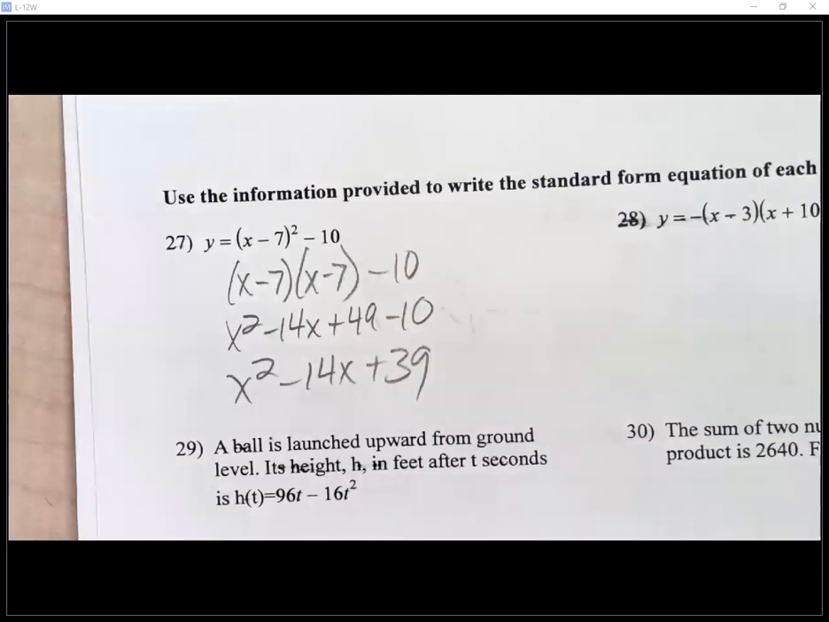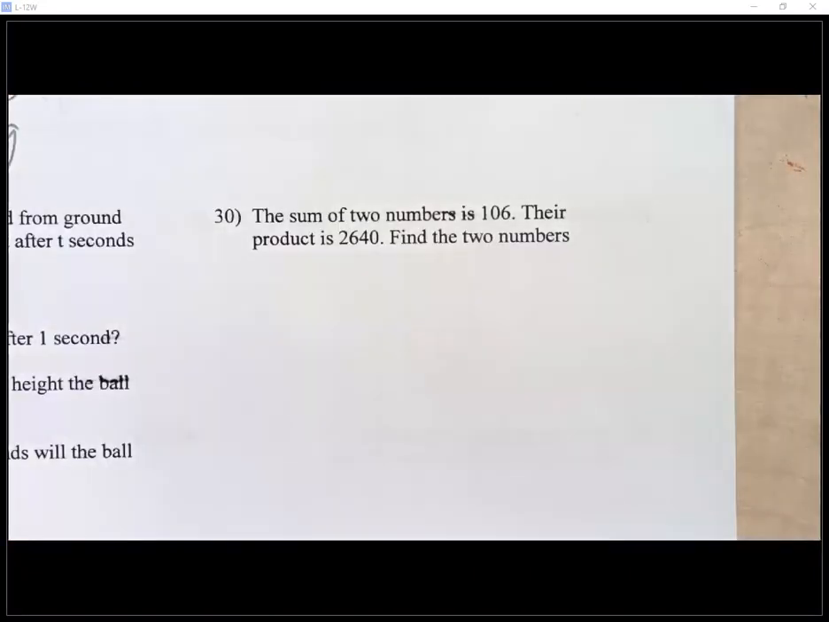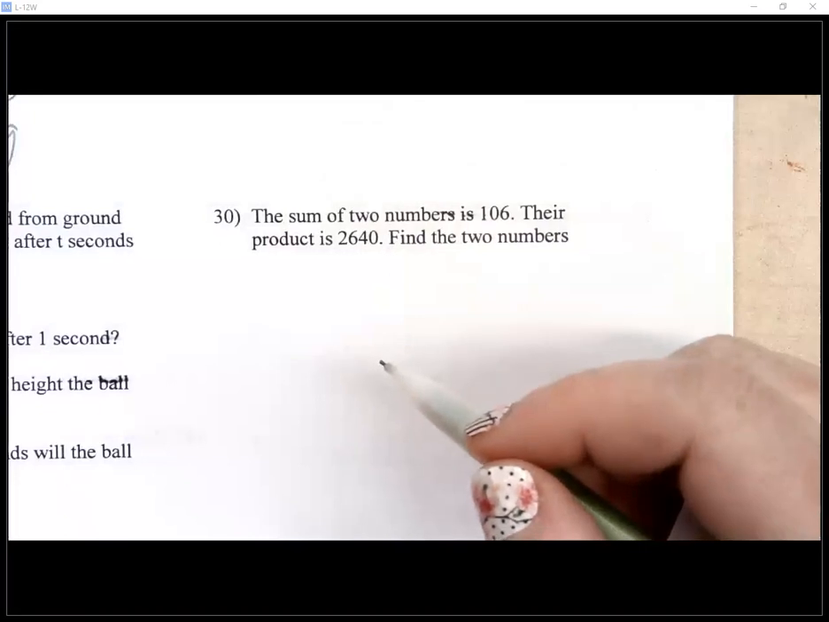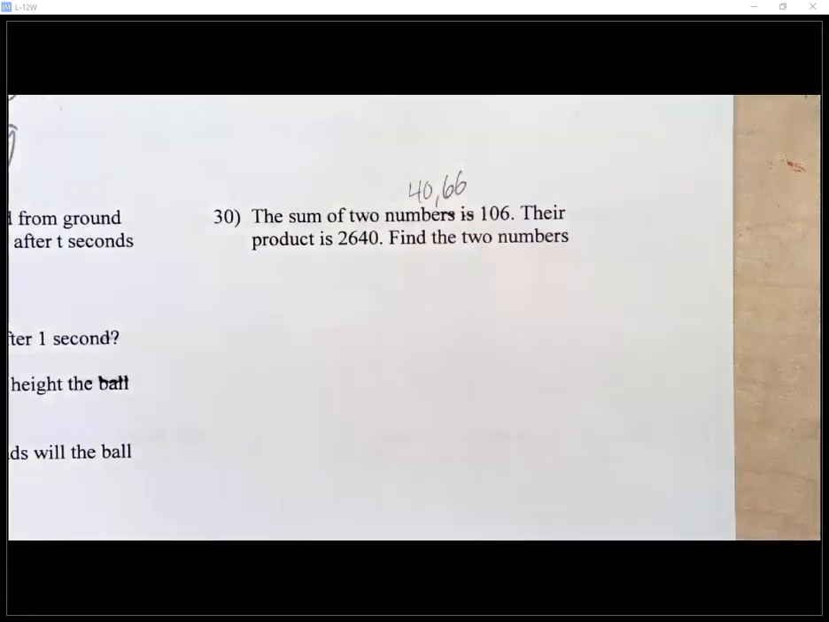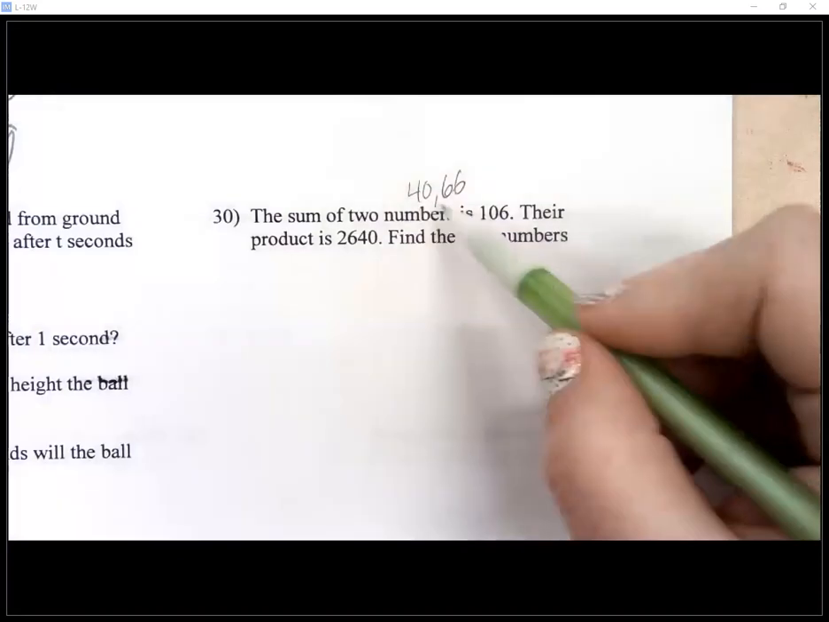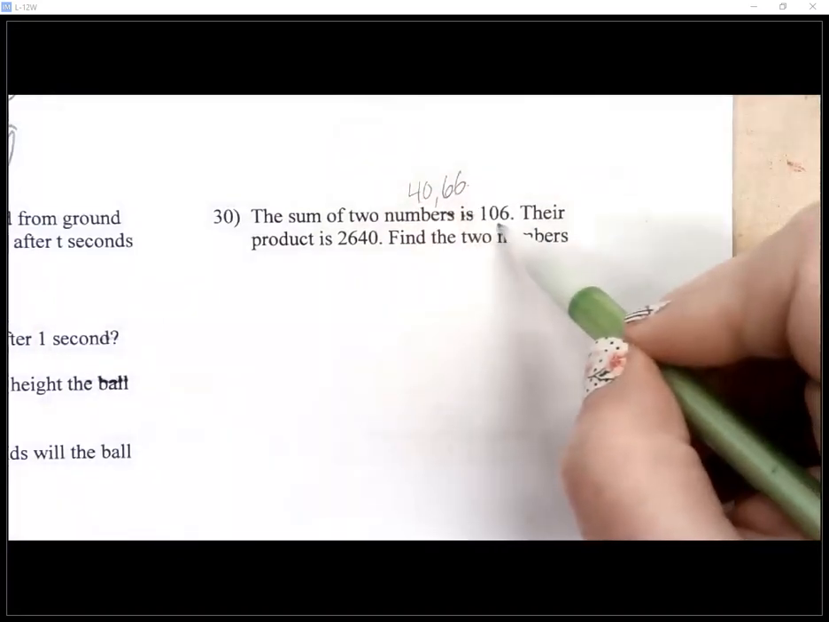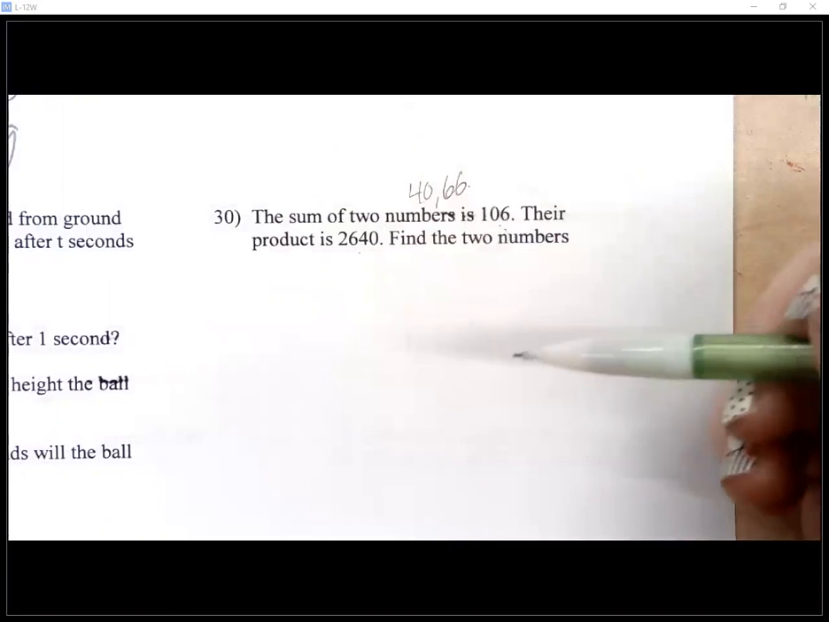And then 30. Did you do 30? I hope so. Did you get it? Does anybody have an answer? Sum of 2 numbers is 106. The product is 2,640. What is your answer? Numbers were 40 and 66. I don't know what the answers are, but those sound right to me. Yeah? I mean, they certainly have a sum of 106, and if I multiply them, I'm sure I'm going to get that 2640. So let's see how to arrive there.